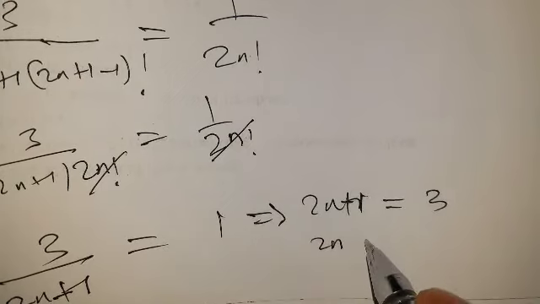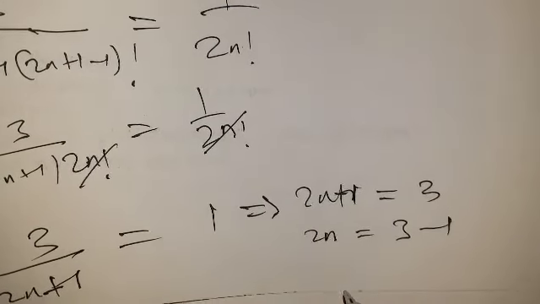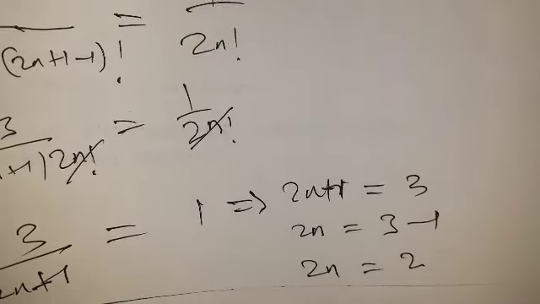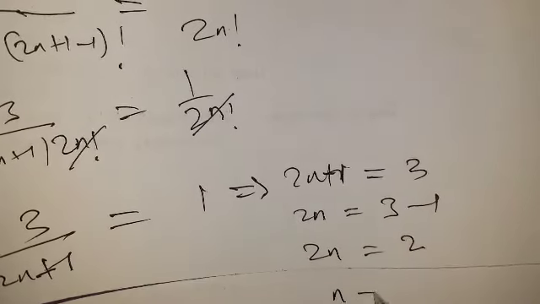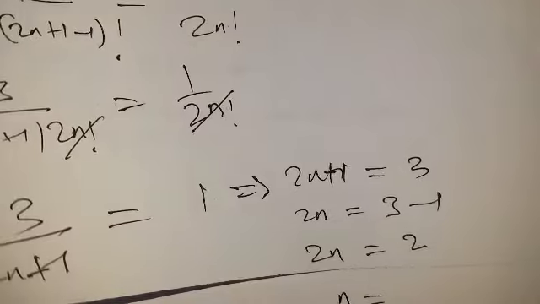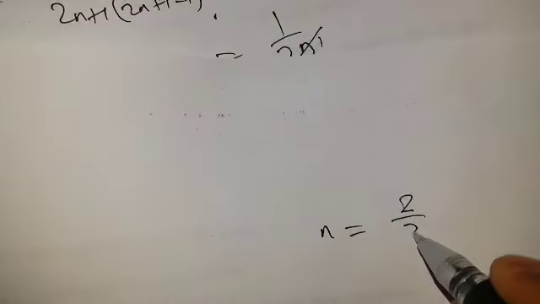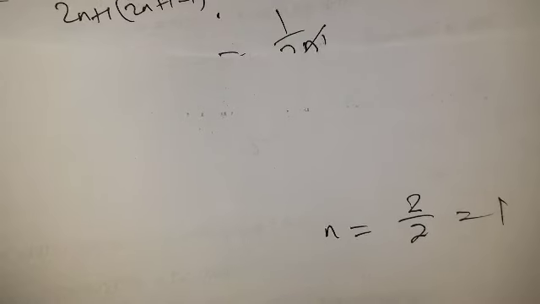2n is equal to 3 minus 1. 2n is equal to 2. n is equal to 2 over 2, which is 1.